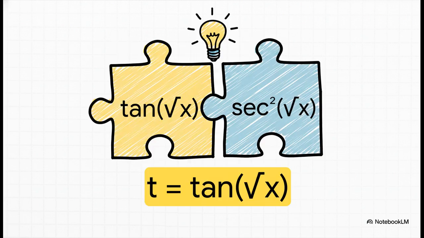The key, just like before, is to look for that function and its derivative hiding in plain sight. So, what's the derivative of tangent of something? It's secant squared of that same something. And look, we have a secant squared of root x right there. That is a giant flashing neon sign telling us to use substitution. Let's set t equal to tan of root x.